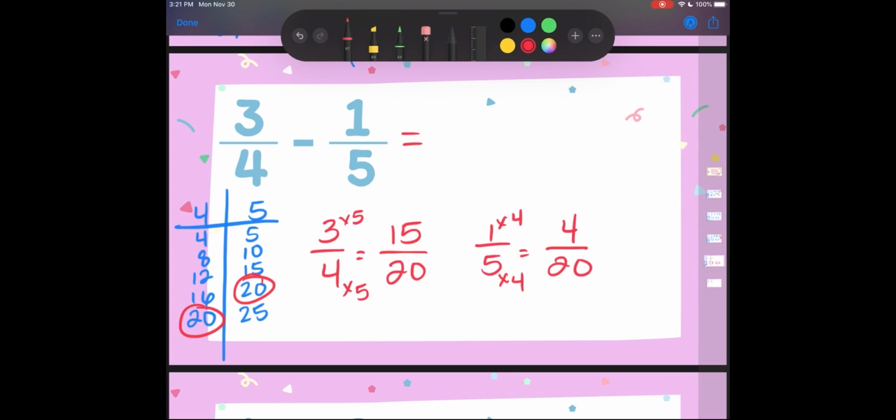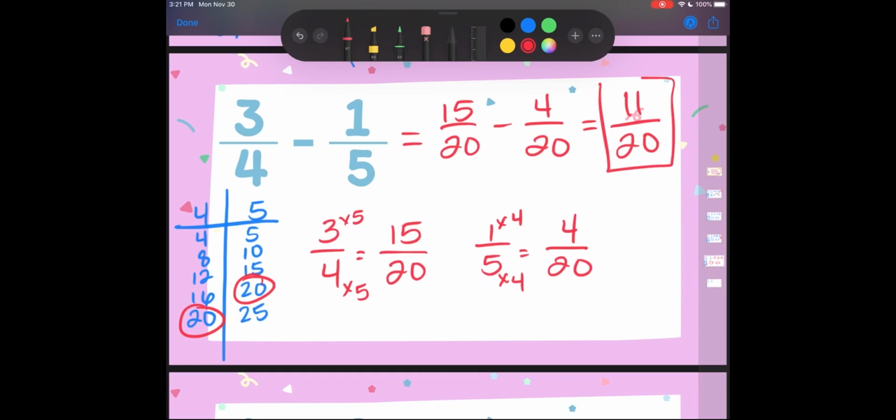Now I've got my new equivalent fractions with a common denominator that I can plug back into their original fraction spots, and we can solve. So instead of it being 3/4 minus 1/5, it will now be 15/20 minus 4/20. And now that's a problem that we can solve, right? We'll do 15 minus 4, which is 11. Our denominator was 20. And that is my final answer, 11/20.